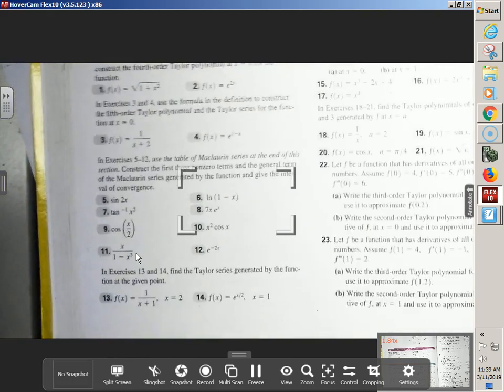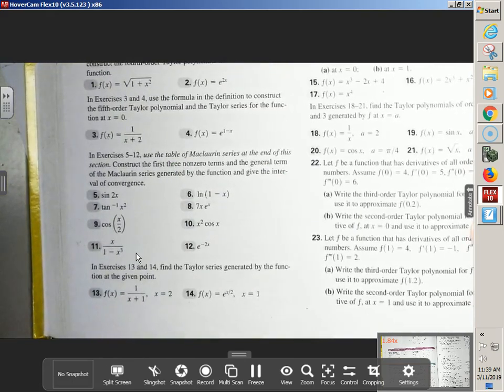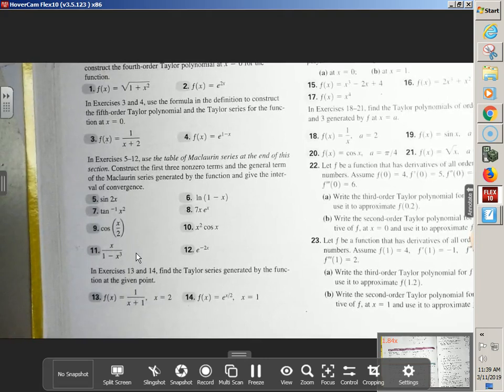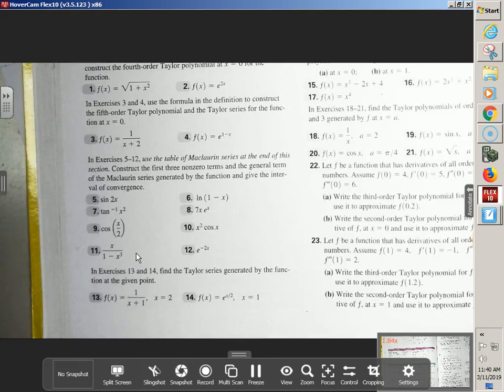Does that help with, no, number 13 was a new section, wasn't it? Find the Taylor series generated by the function given by. I feel like now that I practice more, I think I know how to do it, so I was just confused if x equals 2, so that's the center then? Or no? At the given point, generated by the function at the given point. Yeah, that's your center. Okay, thank you.